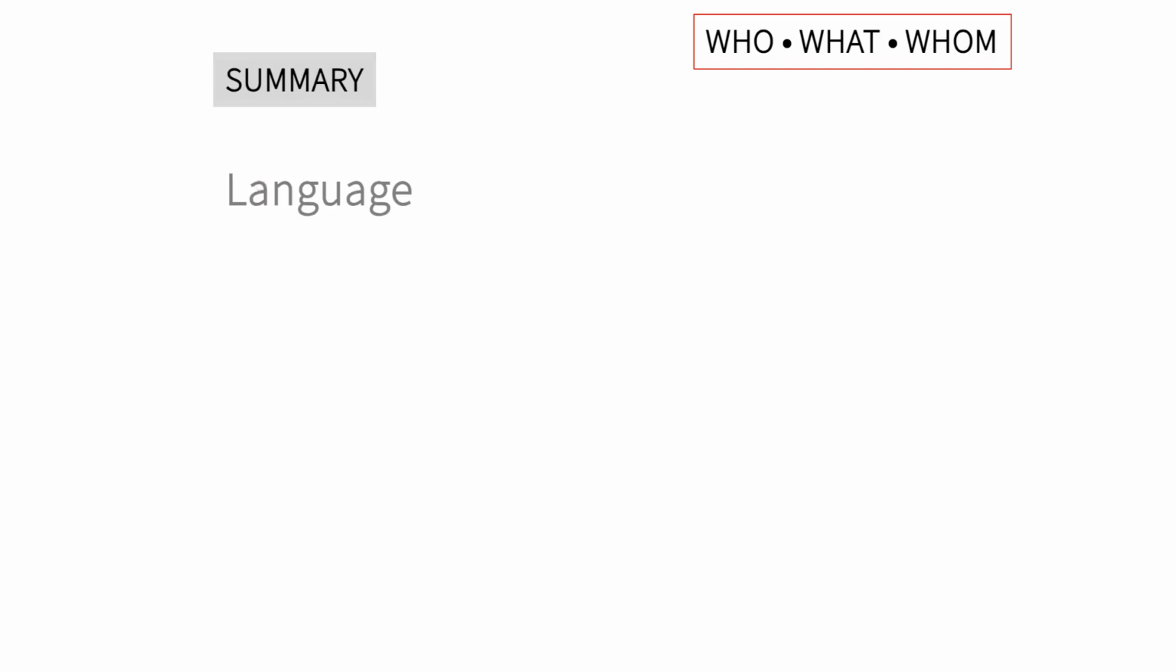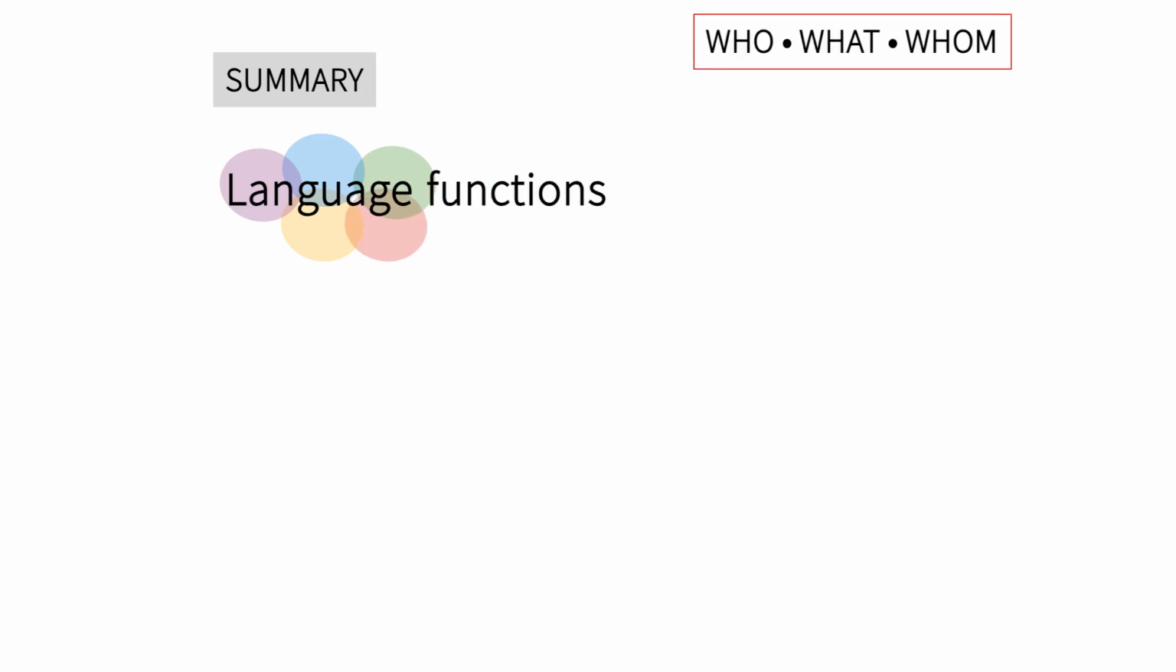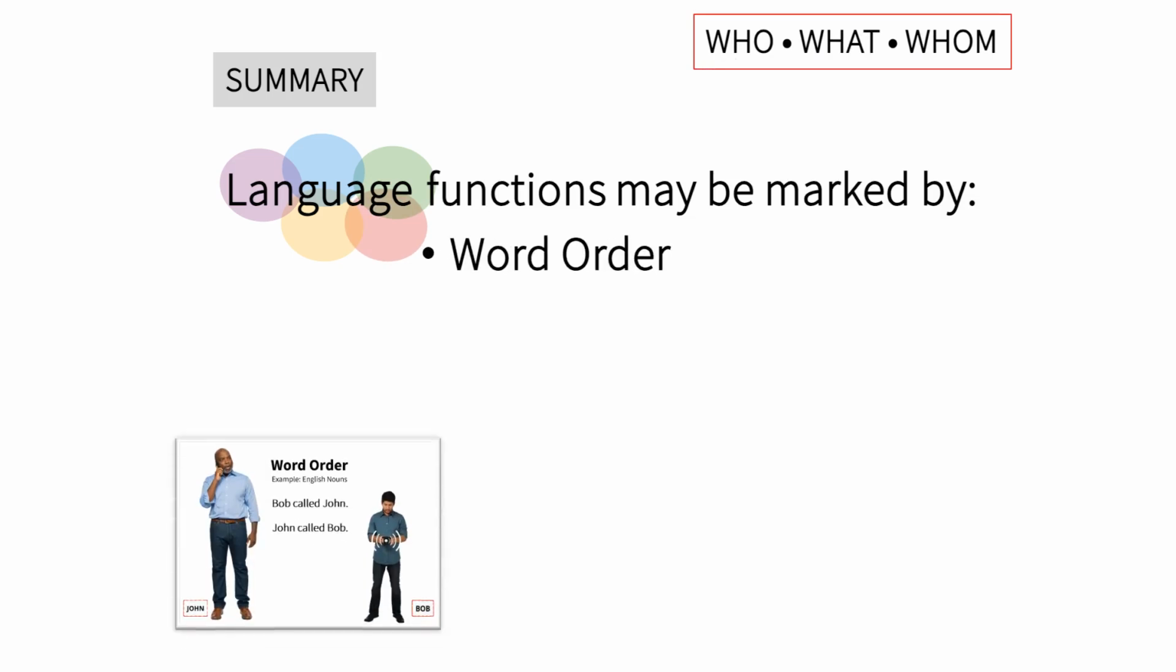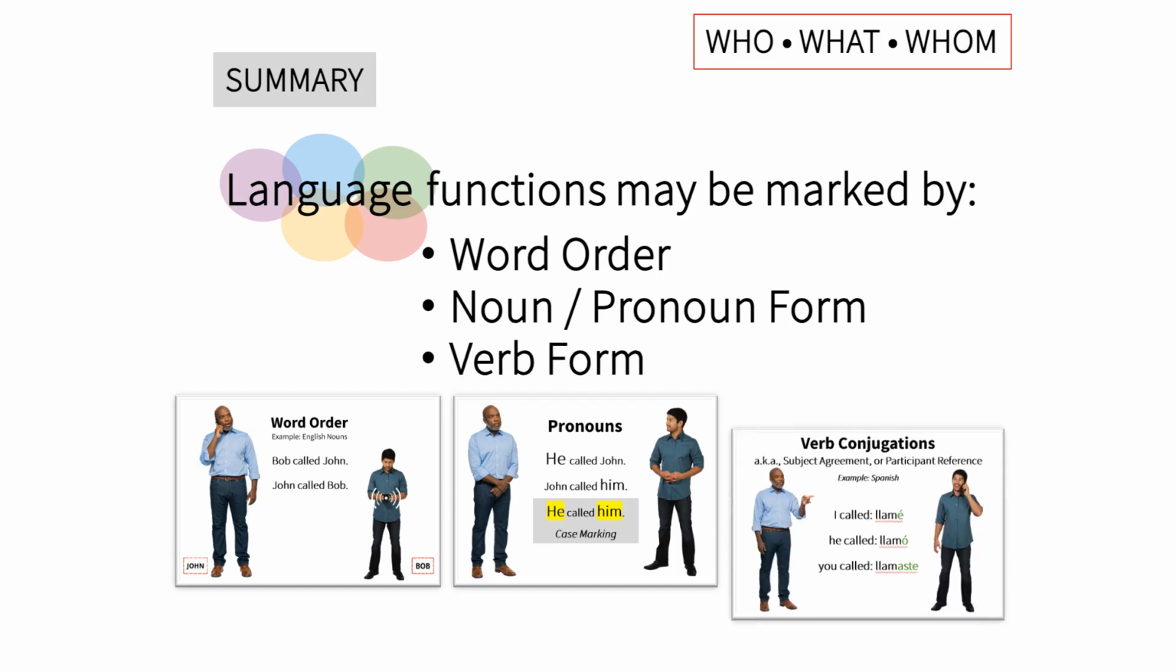In conclusion, when working with multiple languages, remember that a function, like marking who is doing the action, may be marked by word order, changing the shape of the noun or pronoun, or changing the shape of the verb.